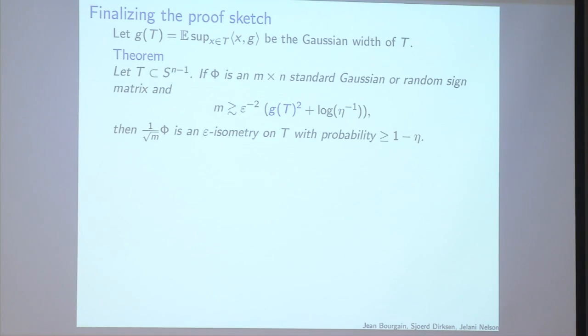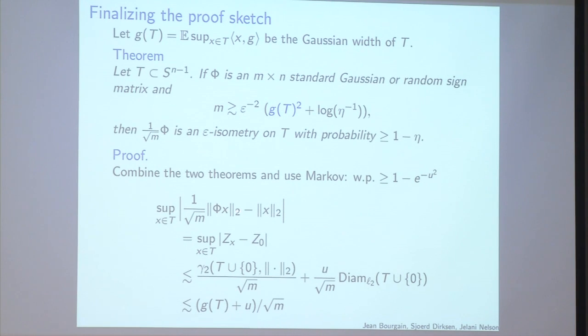Okay, so now let me finalize the proof sketch to get back to Gordon's theorem. I've now adapted it, so assume that Phi is a standard Gaussian matrix or a random sign matrix. And we want to show that under this condition, this rescaled version is an epsilon isometry on T. So it approximately preserves distances in the set up to a little epsilon.